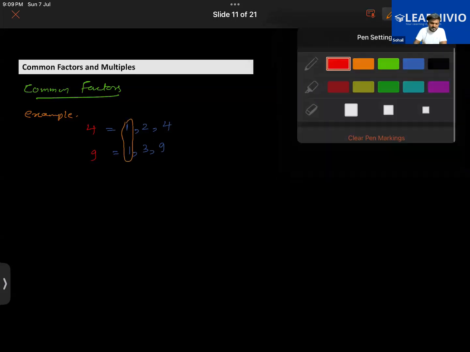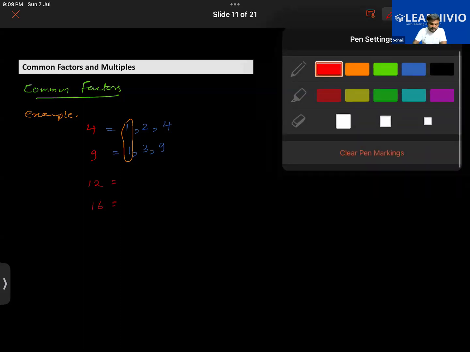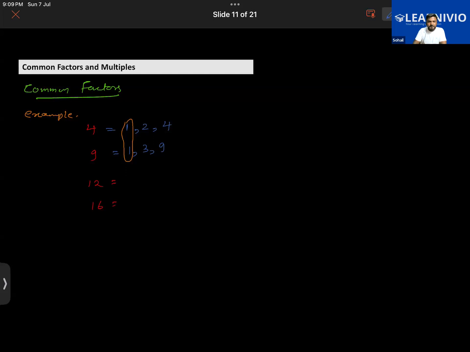Okay. Take some other numbers. For example, take 12 or take 16. What are the factors of 12? Always start from 1, in ascending order. 1, 2, then 3, because 3 fours are 12. Then 4, since 4 threes are 12. Then 6, and then finally 12.